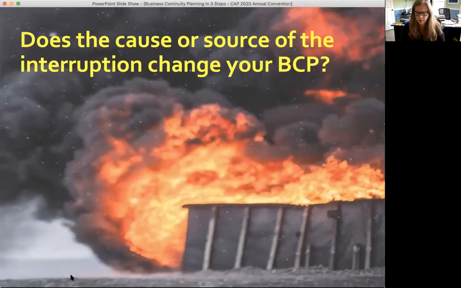So let's just talk for a minute about whether the source of the interruption is important. Does it change the business continuity plan?